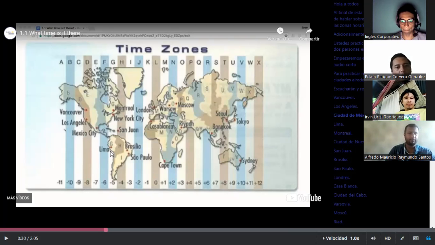Lima. Montreal. New York City. San Juan. Brasilia. Sao Paulo. London. Casablanca.